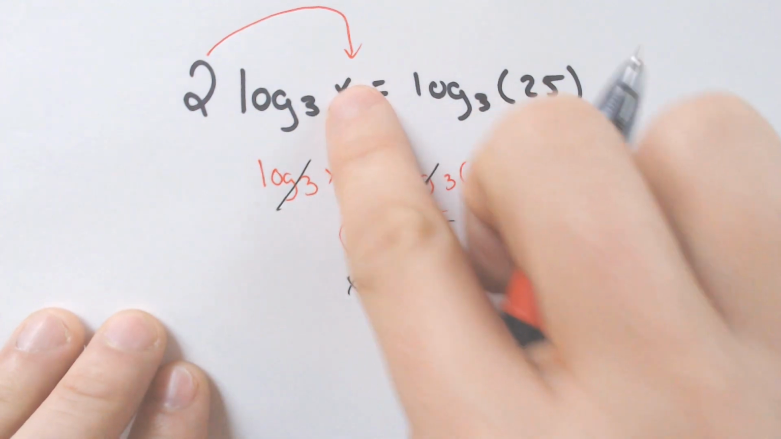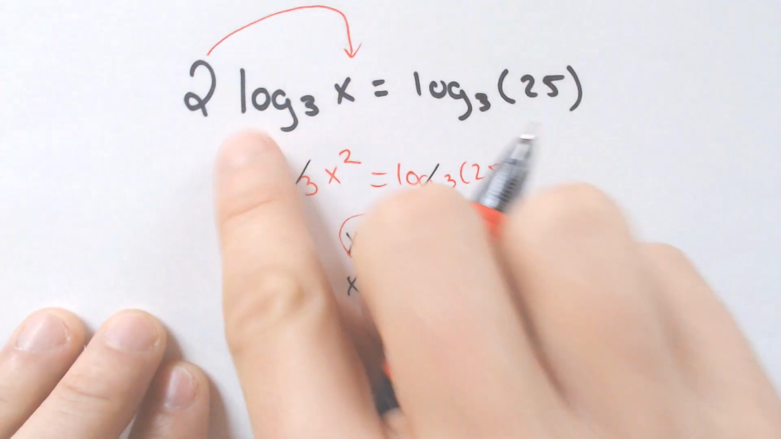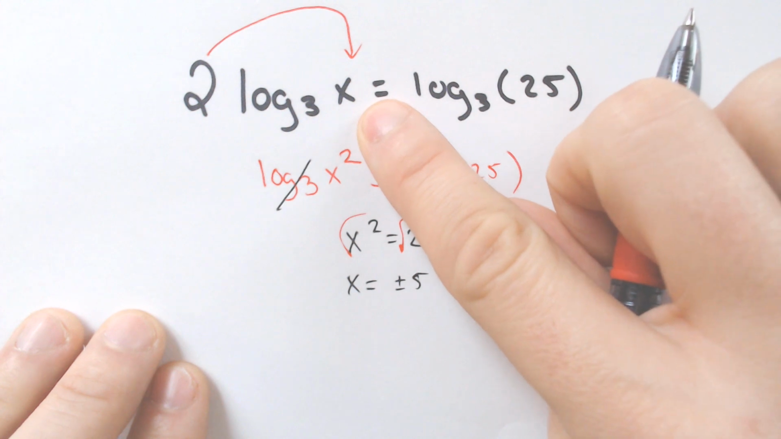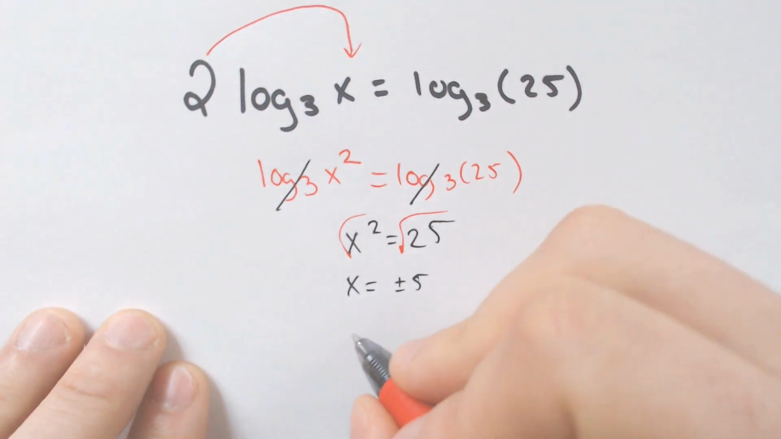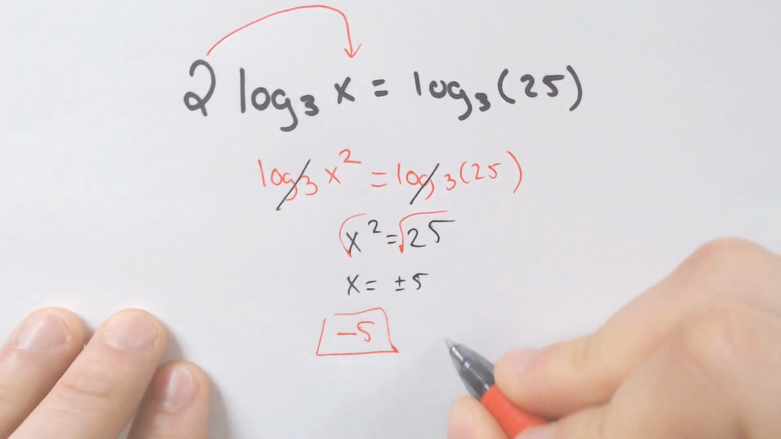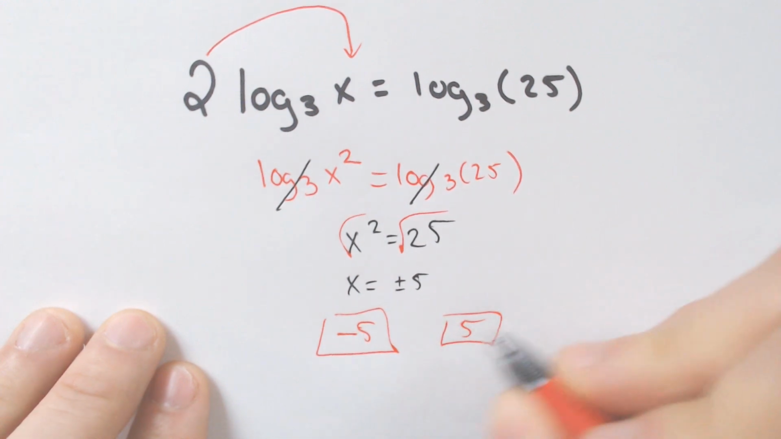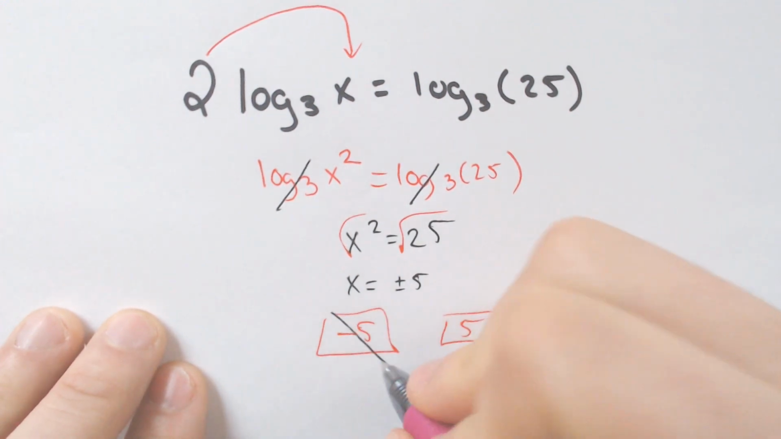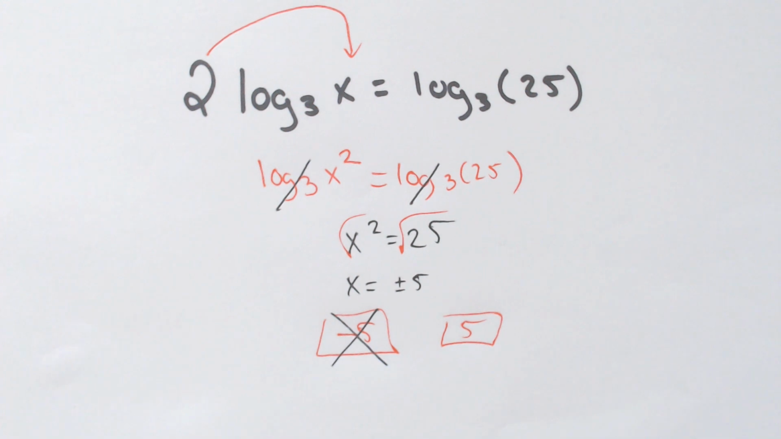Now the positive 5 would work because log base 3 of 5 is fine, but the negative 5 would not work. So I would box both of my answers, like x equals this, x equals that, but the negative 5 is an extraneous solution. It does not work, and it would not be included in our solution set.